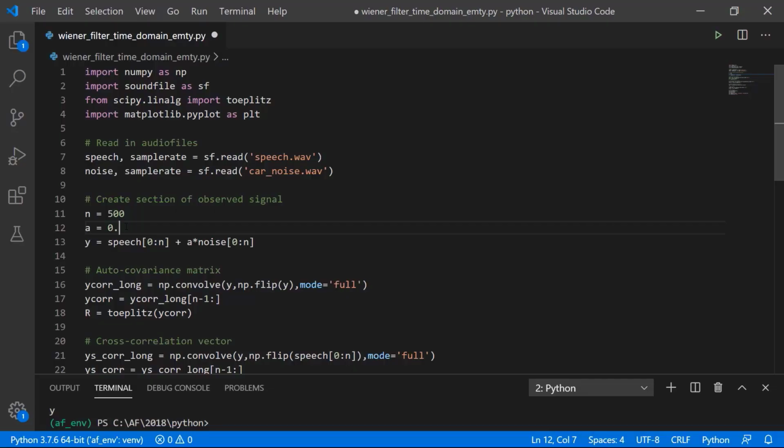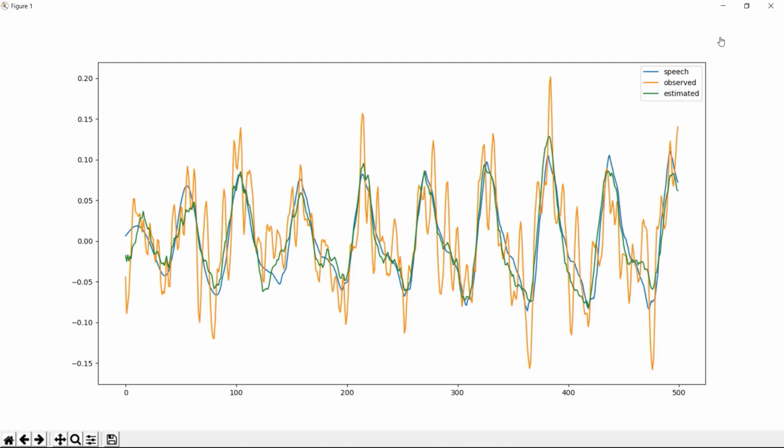To check this trend, let us set the weight to 0.8. As expected, the impact of the noise is even stronger here, but because of the Wiener filter, we're still able to obtain a good estimate of the true speech signal. And with this observation, I want to conclude the time demonstration, and we'll go on to the frequency domain demo.